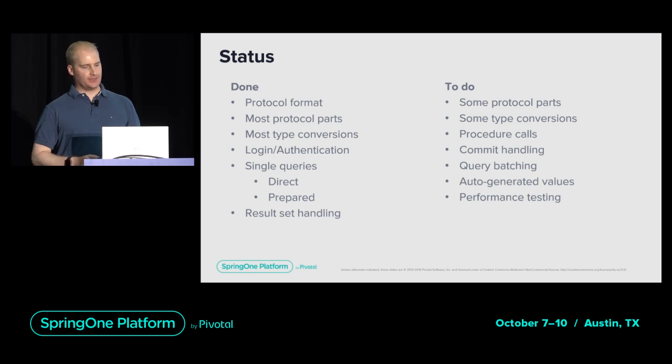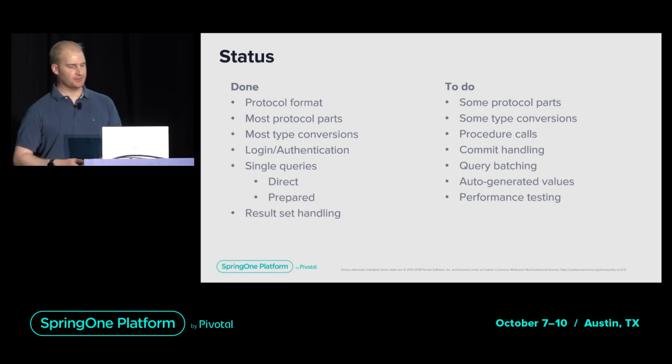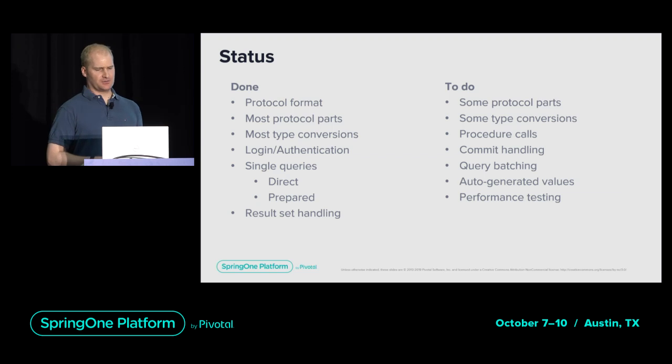What we still need to do is some of the protocol parts are missing, mostly the optional ones for supportability, but also for features that we just haven't implemented yet. Some of the more complicated type conversions are missing, for example, the spatial types. I don't know yet how we're going to expose those. Procedure calls we haven't really tackled yet because on that the specification is also still in flux, so they're still working on how procedure calls should look. So we kind of want to wait that out.